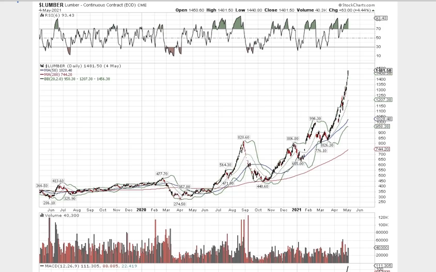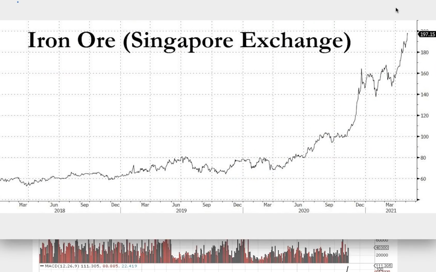And when you look at lumber and then go to iron, take a look at the iron market. Look at the Singapore Exchange. Look at what's happened in this short period of time where it's gone from 140 to 200, just under 200. In fact, as of today, it's over 200, and there's no sign of this slowing down.